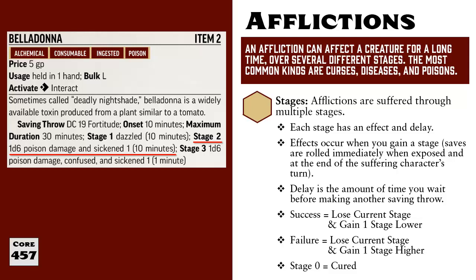Also, the initial save and potentially the damage if there is no onset period, both may occur on the enemy's turn when you're first exposed to the affliction. But all other saves and damage from afflictions occur at the end of the suffering character's turns. And it's worth mentioning that critical successes and critical failures count double.